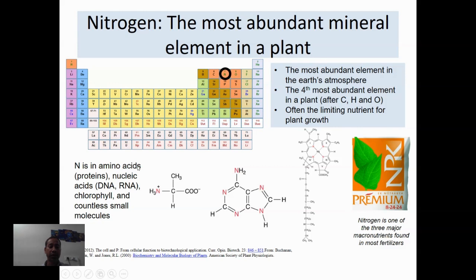Nitrogen is in amino acids in the form of proteins. It is present in nucleic acids, in genetic materials such as DNA and RNA, chlorophyll, and small molecules. Nitrogen is one of the three major macronutrients found in most fertilizers, as we can see here in this picture. NPK fertilizer, because nitrogen, phosphorus, and potassium are required in large amounts compared to other nutrients.